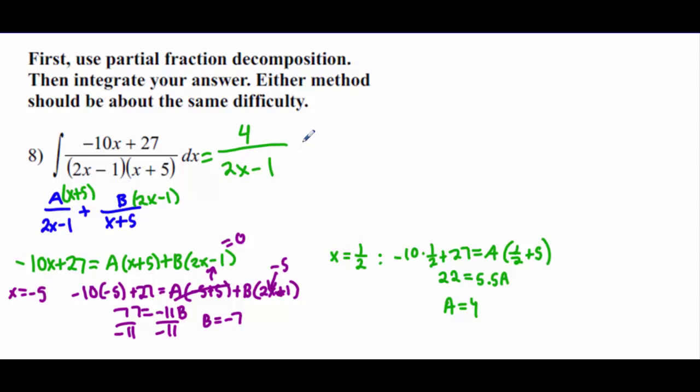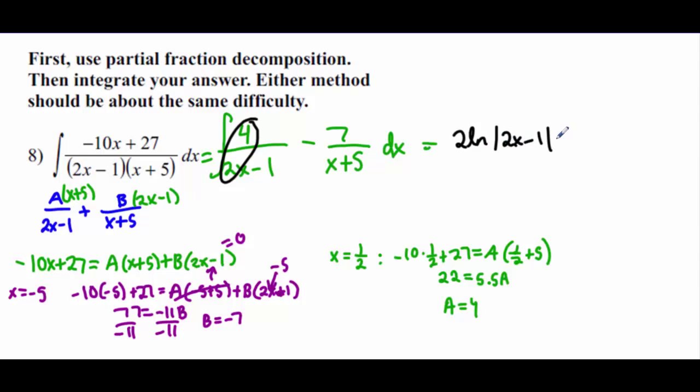Now, what that means is that we just broke this up into 4 over 2x minus 1 minus 7 over x plus 5. This is like problems 3 and 4 where we're trying to integrate this. And so these are both natural logs. You have to think about what this is if you divide it, or use substitution or whatever. So that gives you 2 natural log of 2x minus 1. And then if we do the same here, that's just still going to be 7. So negative 7 natural log of x plus 5 plus c.